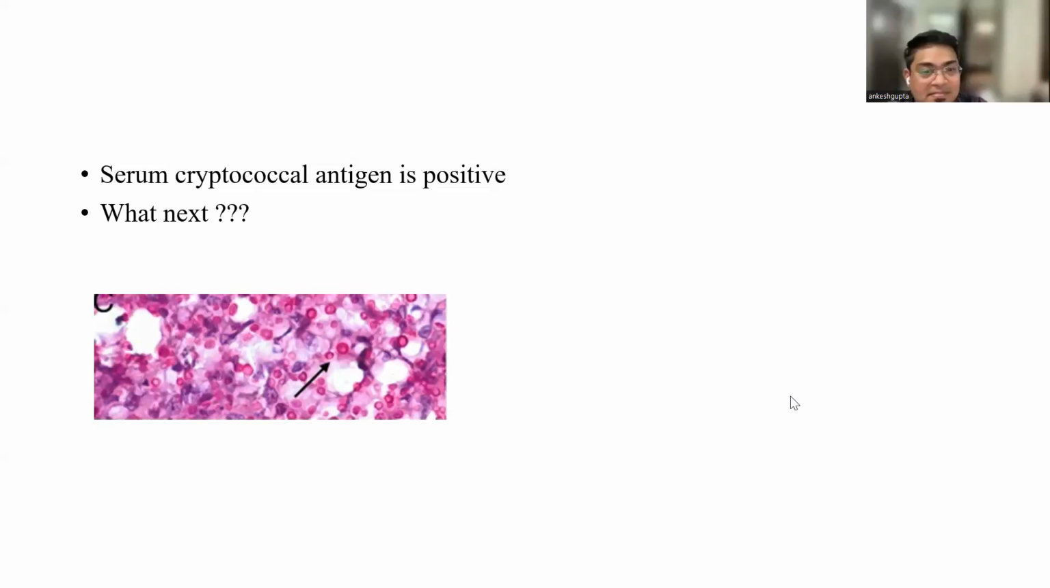This is the biopsy. As expected, you are able to see some budding yeast cells, and they are Cryptococcus. Basically, this is Cryptococcus neoformans. Now you have a cryptococcal antigen which is positive, and the biopsy is showing evidence of Cryptococcus. Do you want to do any further investigations?